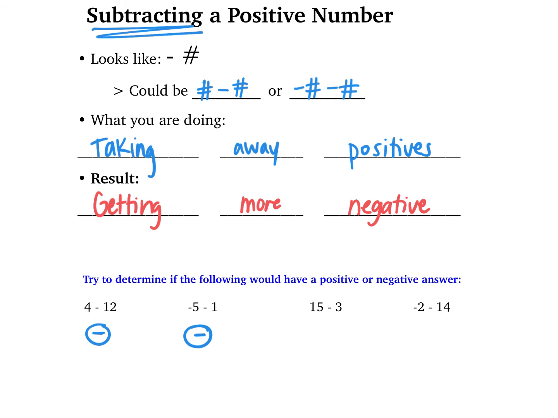Again, negative 5 minus 1, we would want to think I'm getting even more negative from negative 5. If I'm starting with 15 and only taking away 3, that would keep me in the positives because I'm not taking away more than I had. And finally, a negative 2 minus 14. Again, I'm starting in the negatives already and getting even more negative from there.